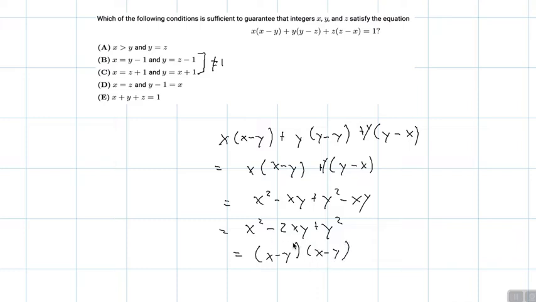So this isn't always going to be equal to 1. We can't guarantee that this is going to be equal to 1, because even if x is greater than y, we could have x is equal to 5 and y equal to 1. Well, that wouldn't equal 1. So that's why choice A is out.